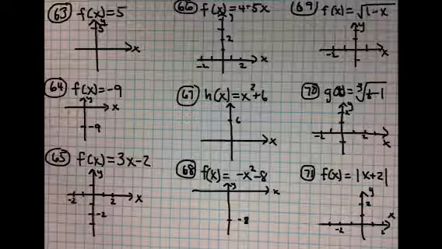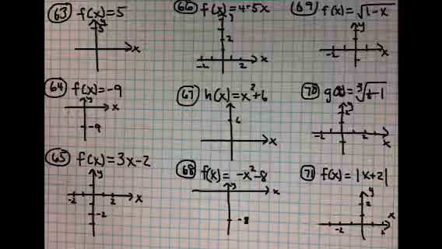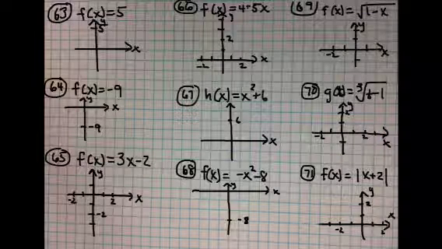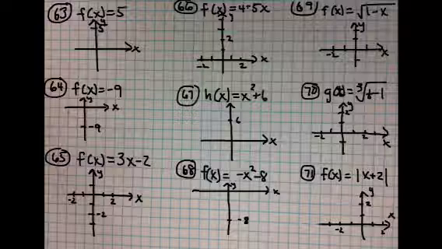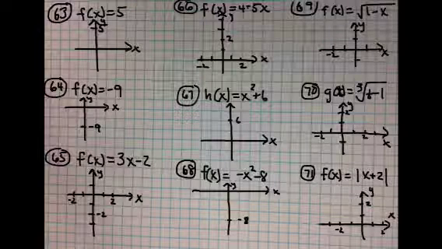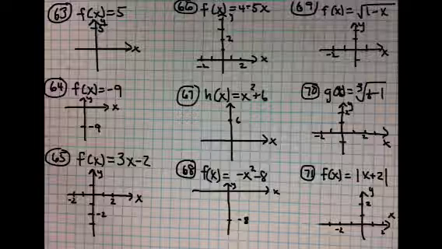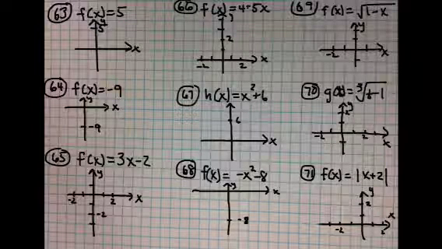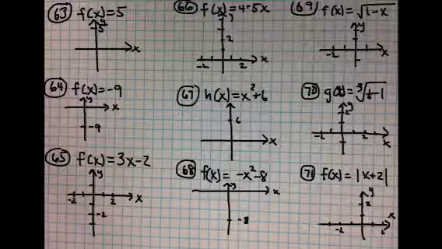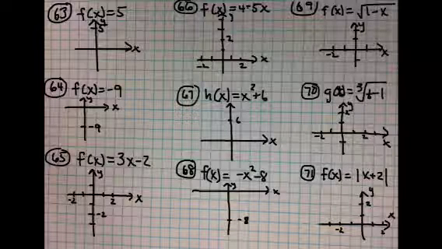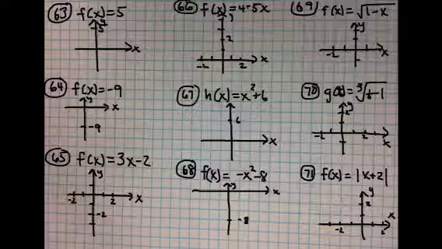Alright guys, for 63 through 72 you had to use a graphing calculator if you need it. Again, I know some of these functions you can graph on your own without using a graphing calculator, but if you need it, you can use it, and then once you graph the function you have to determine whether it's even, odd, or neither one. Okay? So start off with number 63, f of x equals 5.